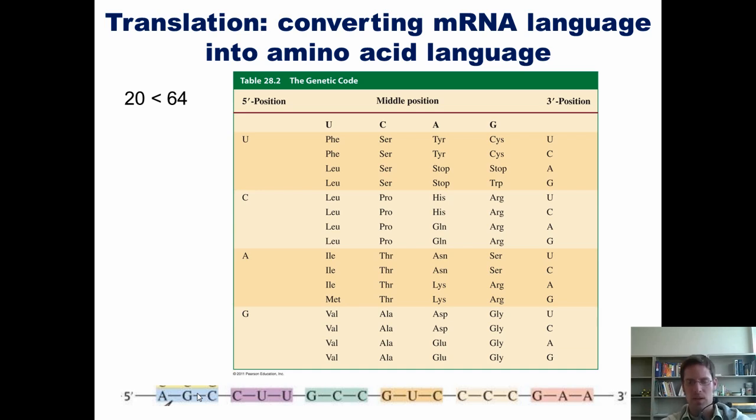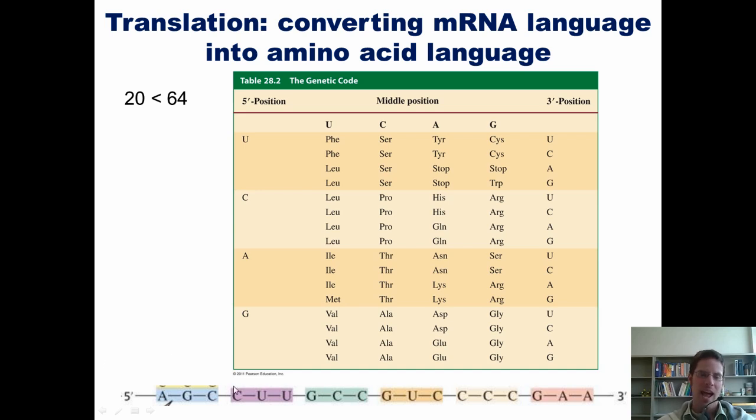Well, to figure that out, we just have to look at this table. So here I have AGC in my messenger RNA. If I look up at the table, I'm going to look at the first nucleotide, A, and then I'm going to go to G. G is over here in the third column. Then I'm going to go down to the letter C, which is right here. You'll notice that that amino acid is serine.